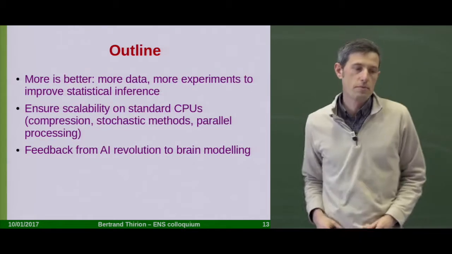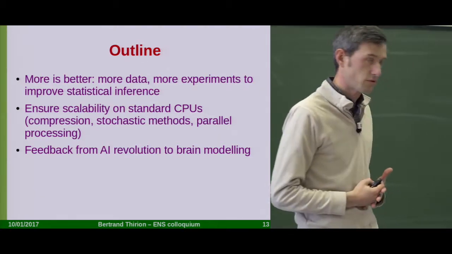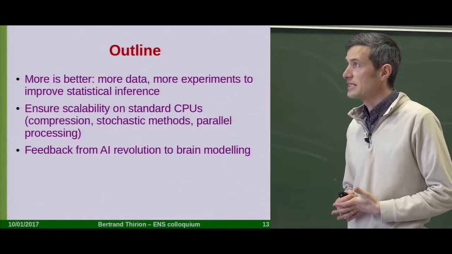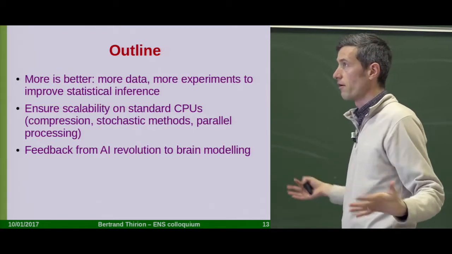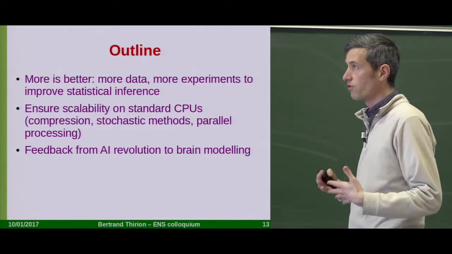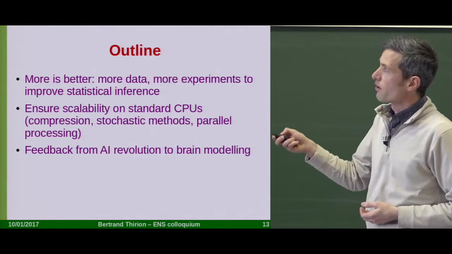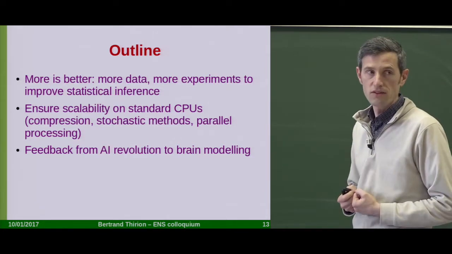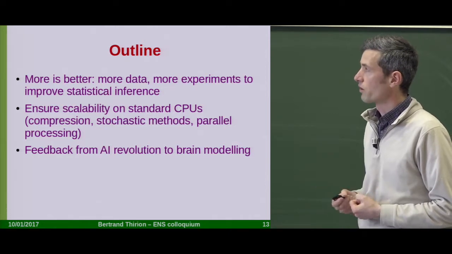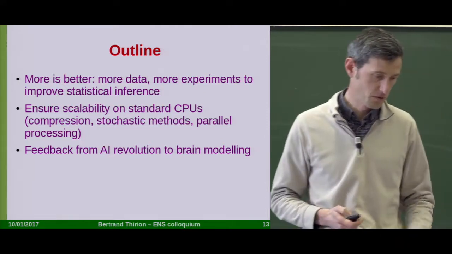So in this talk, I'm going to discuss some attempts that we've done to analyze larger data sets and improve statistical inference based on larger data sets and also various data. And then I will discuss more technical aspects on how do we handle large data sets. And finally, I would like to discuss some work on the relationships between artificial intelligence and brain modeling.